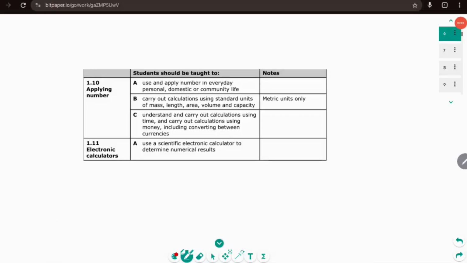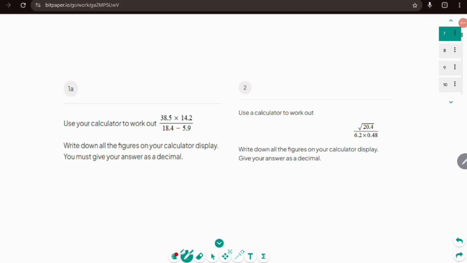In this section, we will be looking at using a scientific electronic calculator to determine numerical results. So hopefully you have the same calculator as me. If you don't have the same calculator, I will give you a different method, but this is the most common type of calculator now used. I would say it's the newest one by Casio. And if you don't have it, I would recommend maybe purchasing it for your GCSE exam.